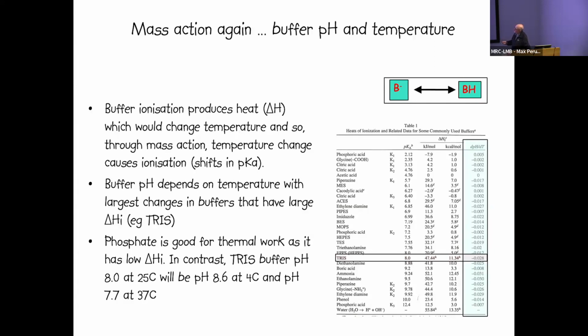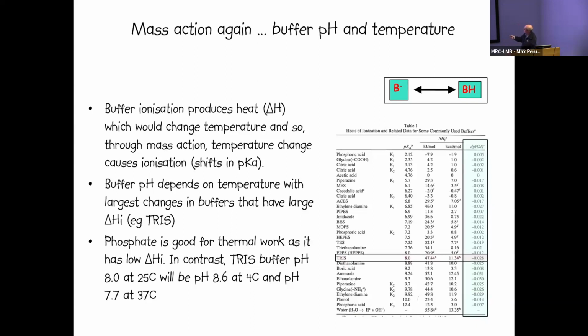And this would, the ionization produces heat, and this would change the temperature of the system. Therefore, through mass action again, the temperature changes ionization of our buffer equilibrium. So this means that buffer pH can be quite strongly dependent on temperature, with the largest changes in buffer pH depending on the value of the ionization enthalpy.